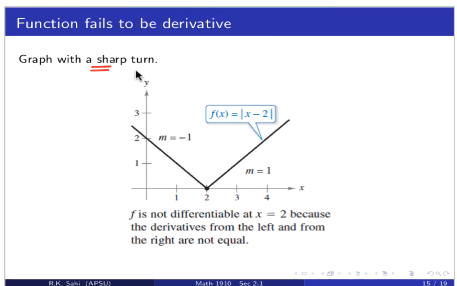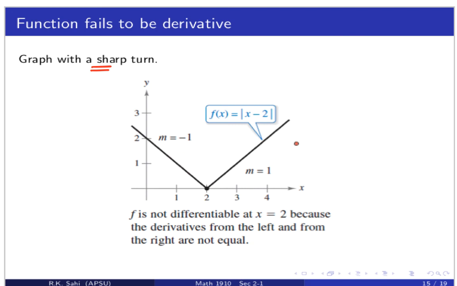Because of a sharp turn. This is a sharp point or turn. This is not differentiable because the left-hand derivative is not the same as the right-hand derivative. Let's look at this one. Just look at it, you remember what a derivative is? A derivative is basically the slope of the tangent line at any point.